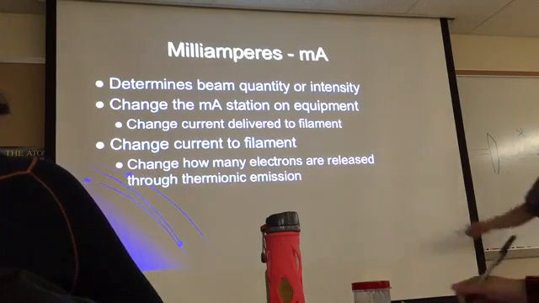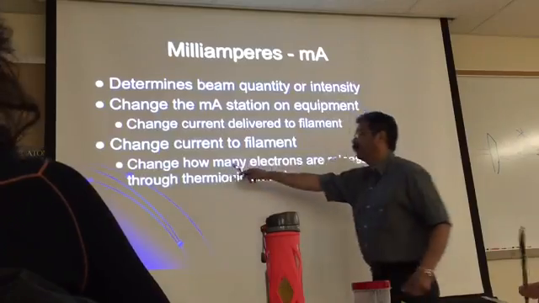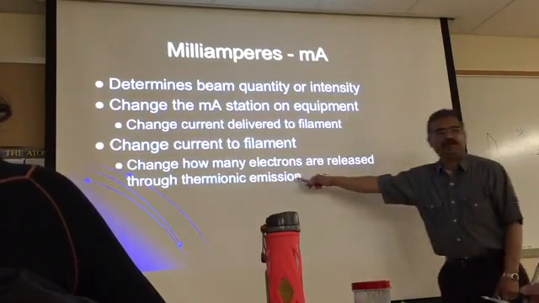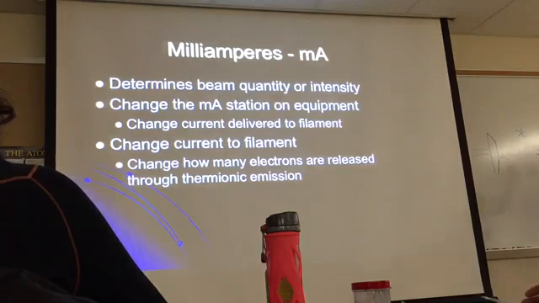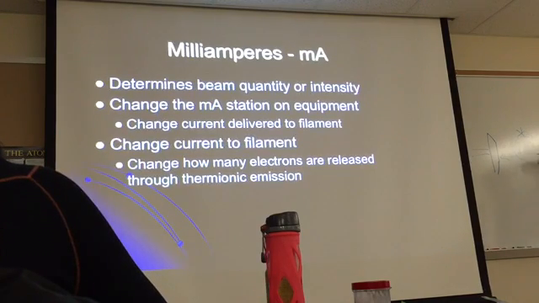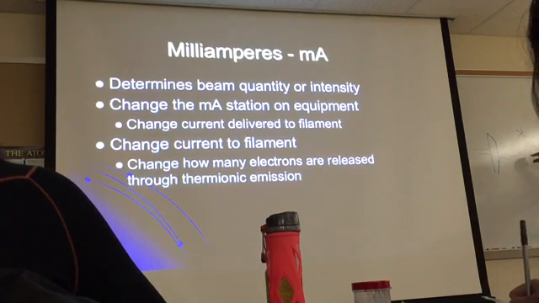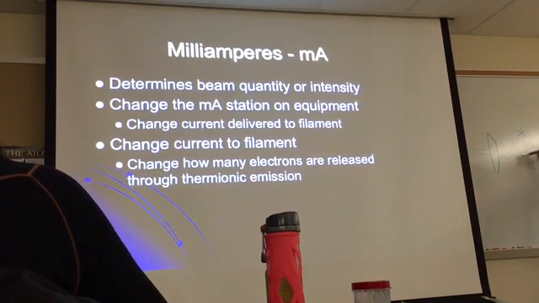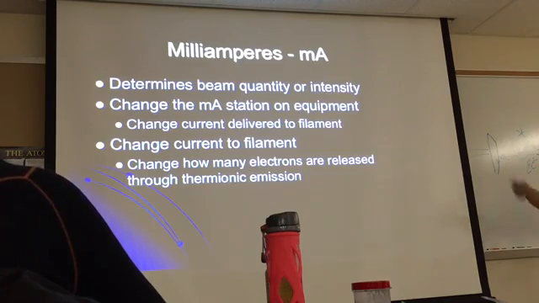All right, so changing the filament current changes how many electrons are released through thermionic emission. Depending on how hot this thing gets, it will release more or fewer electrons, and then you have this cloud here. Not until you make the exposure do you measure the current in milliamps, going from here to here. All these electrons will flow from the cathode to the anode.